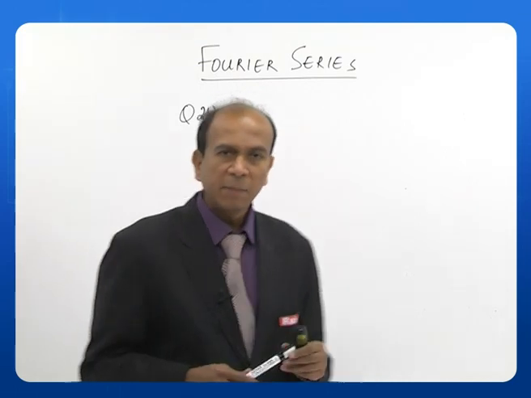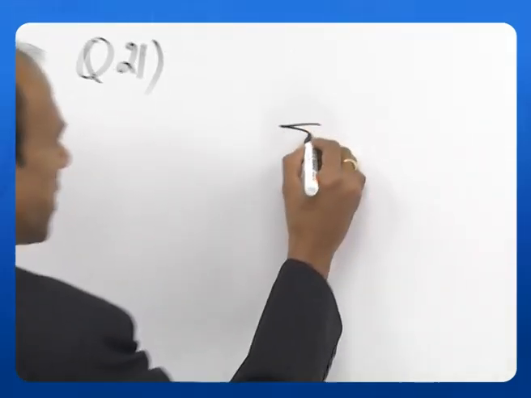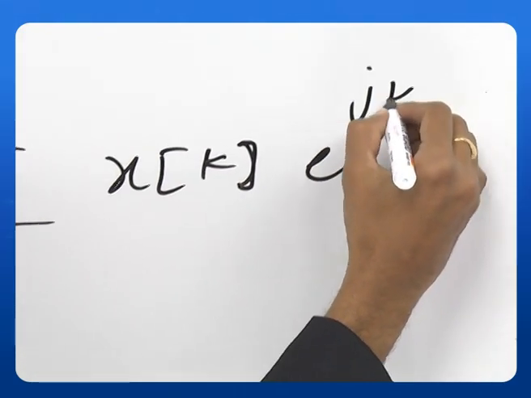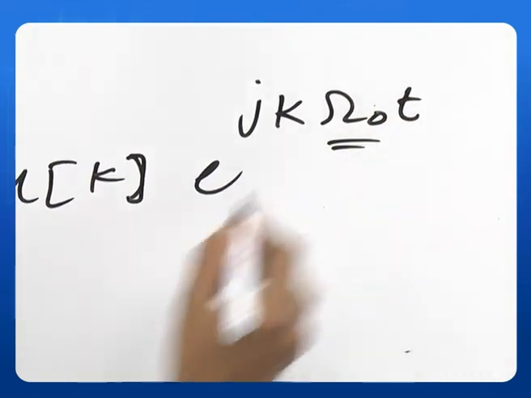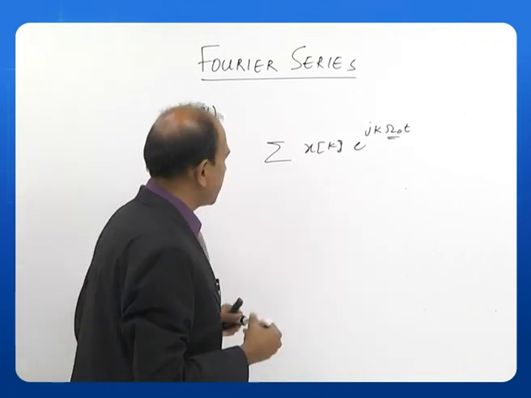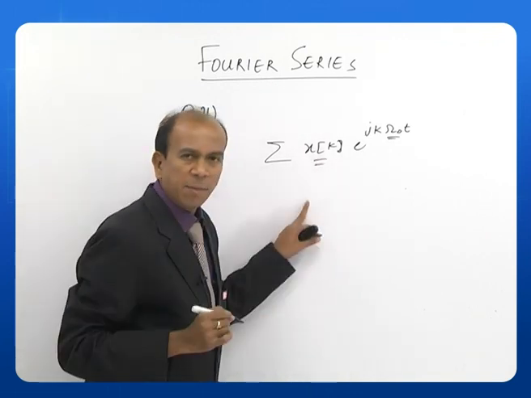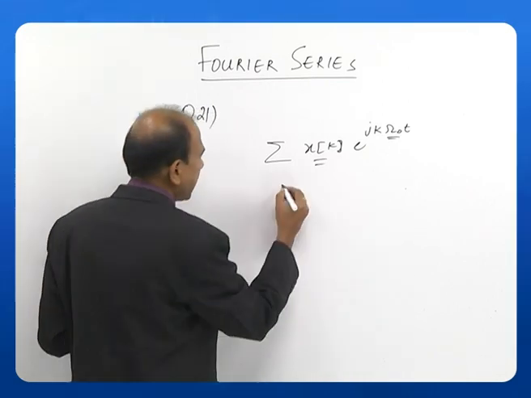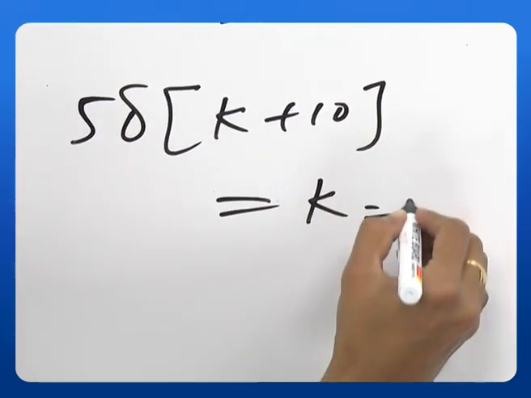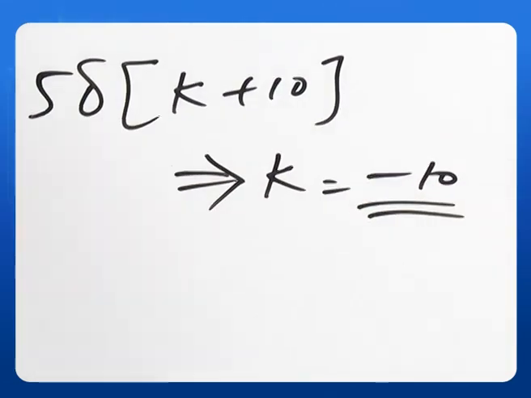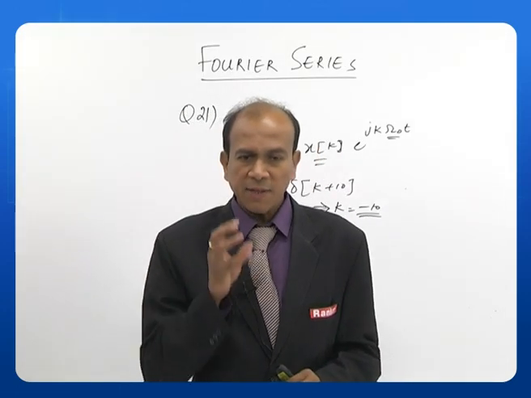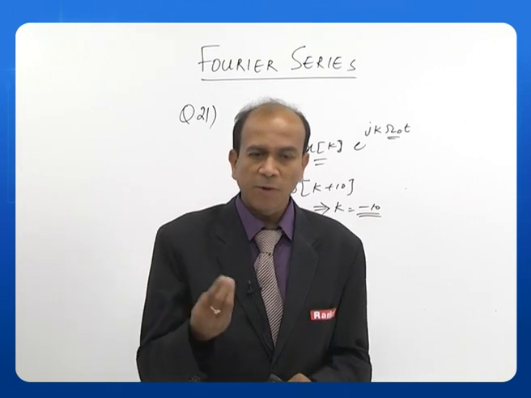So, here the formula will be something like this. It will be summation X of k, e to the power of jk omega t. We are using this to represent that the series is discrete. If you substitute this, you have to substitute for different values. For example, for 5 delta k plus 10, here k is equal to minus 10. So, we have to substitute all this. When I substitute all this, there are some series with k equal to minus 10, and there are some series with k equal to plus 10.